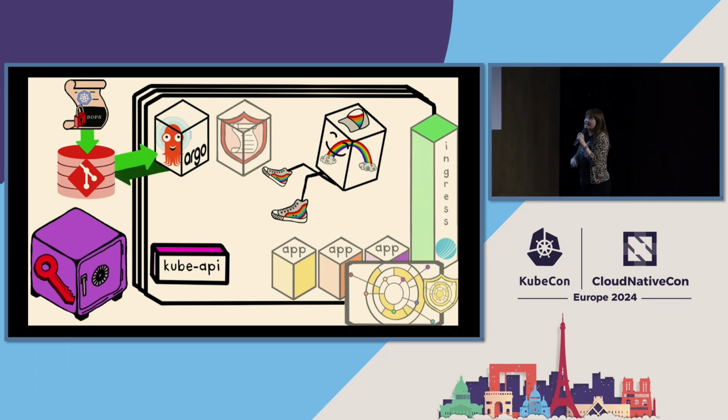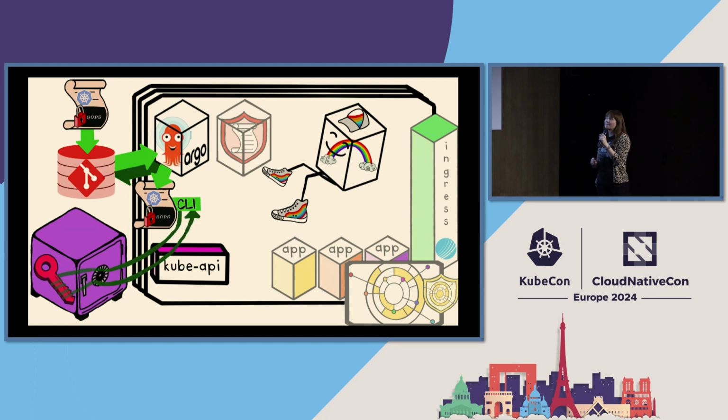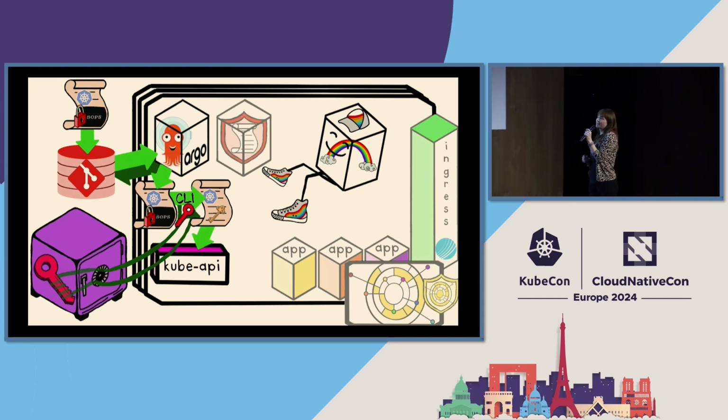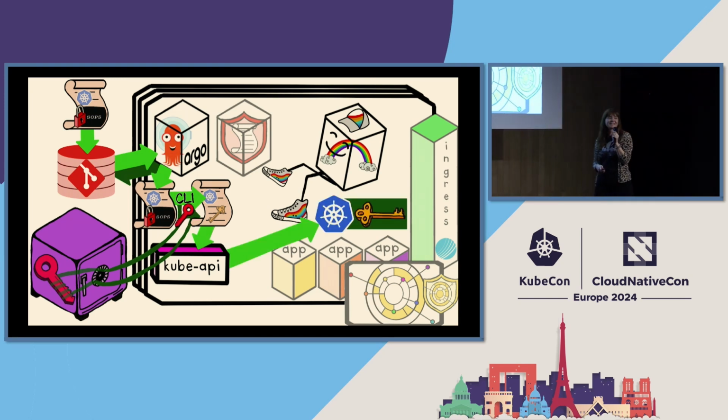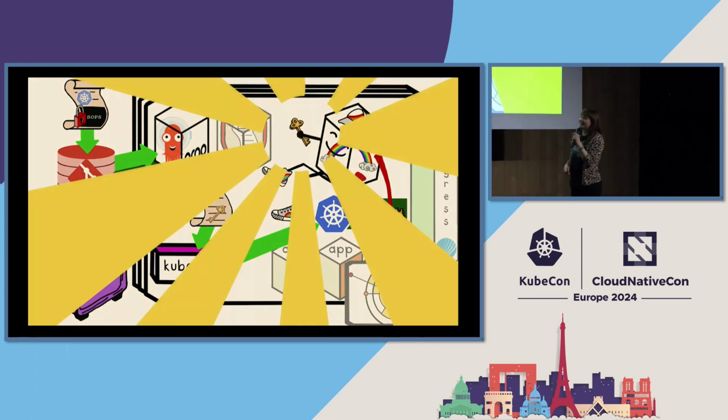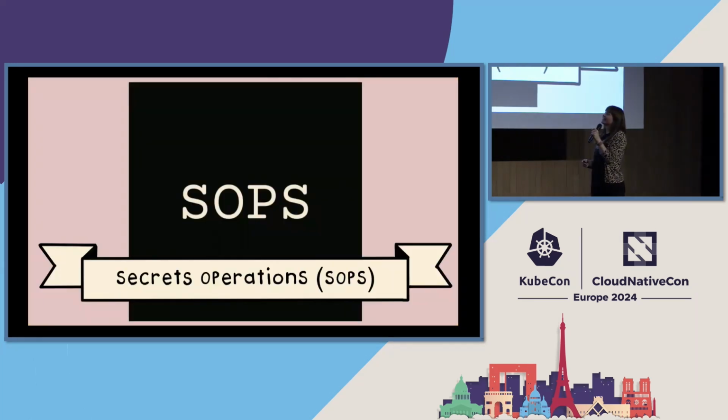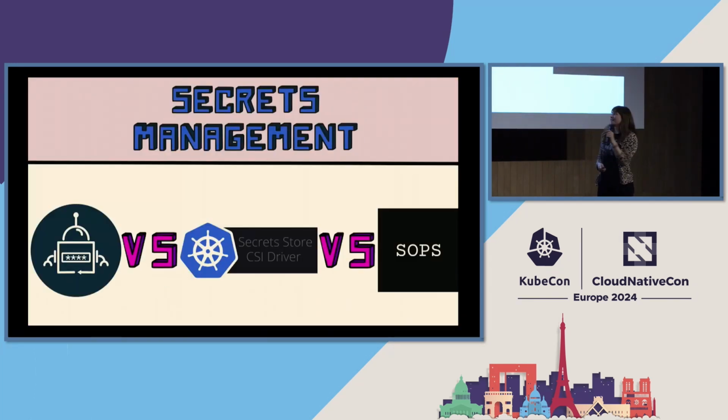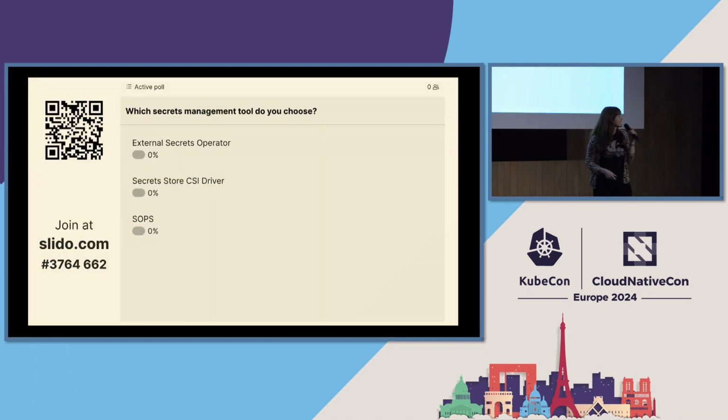So we commit it to Git, Argo CD picks up the change, and then Argo CD sees it has an encrypted file. Now, we have to teach Argo CD what to do, so we use a configuration management plugin, and then it will pull up the SOPS CLI, which gets the decryption key and can decrypt the file. Then that can be applied to Kube API, we have a Kubernetes secret, and that's SOPS. So now you get to vote, please.